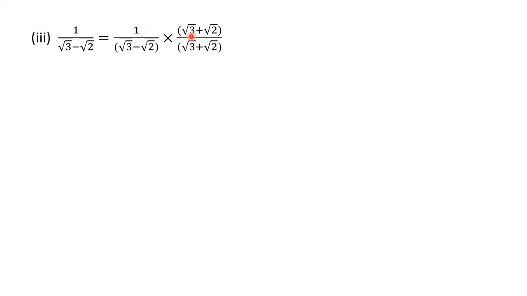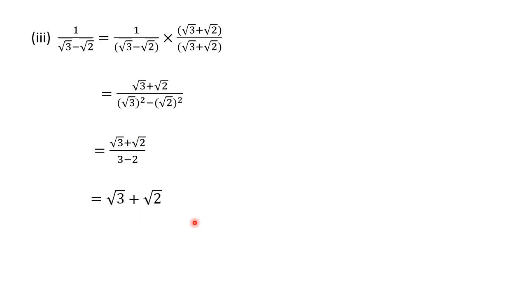Okay, now 1 multiplied by anything is the same thing. That means the numerator will be root 3 plus root 2. And in denominator we have a plus b and a minus b. So you know the expansion, it is a square minus b square. So in denominator we can write root 3 the whole square minus root 2 the whole square, and numerator root 3 plus root 2 as it is. Okay. Now root 3 square is 3 and root 2 square is 2. So 3 minus 2, the answer is 1. And therefore our final answer is root 3 plus root 2.